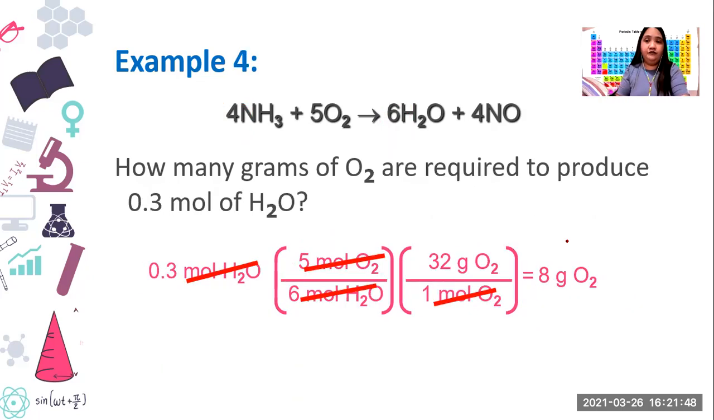How many grams of O2 are required to produce 0.3 moles of water? You can see here, checking it again, we're looking for O2. So O2 is 5, and then water is 6. Therefore, you should always find a 5 is to 6 ratio in your working equations. 5 is to 6 ratio, 0.3 moles, 6 moles of water per 5 moles of oxygen. And oxygen has a 32 molar mass, so that's 8 grams of oxygen.